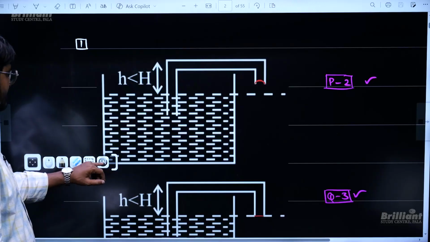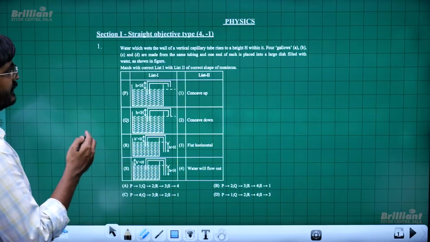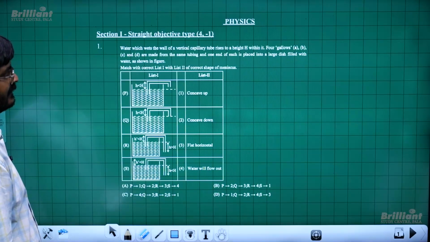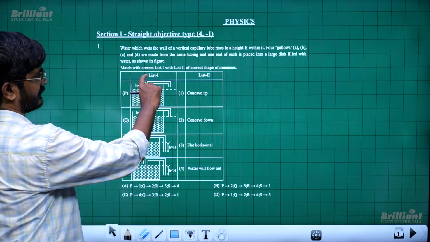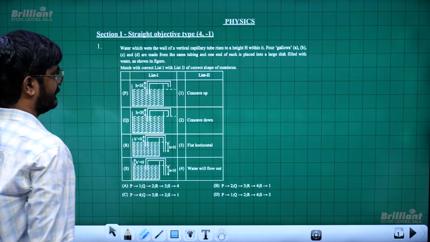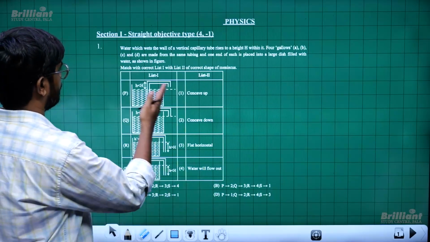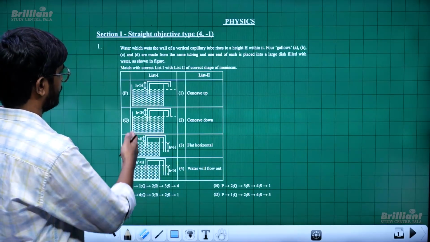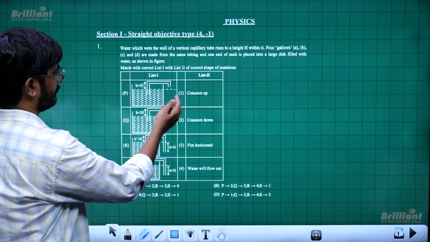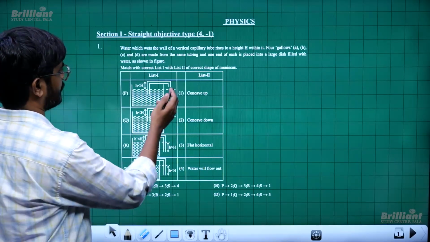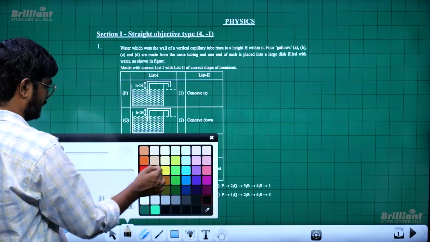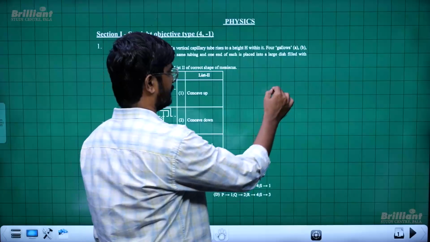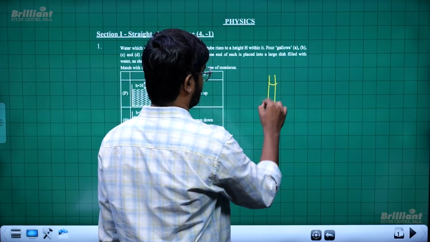You can look at the first question. Water which wets the wall of a vertical capillary tube rises to a height h within it. So, if there was only the tube, it would have risen to height h. And there were four different scenarios given. Then they were asking what is the shape of the meniscus.